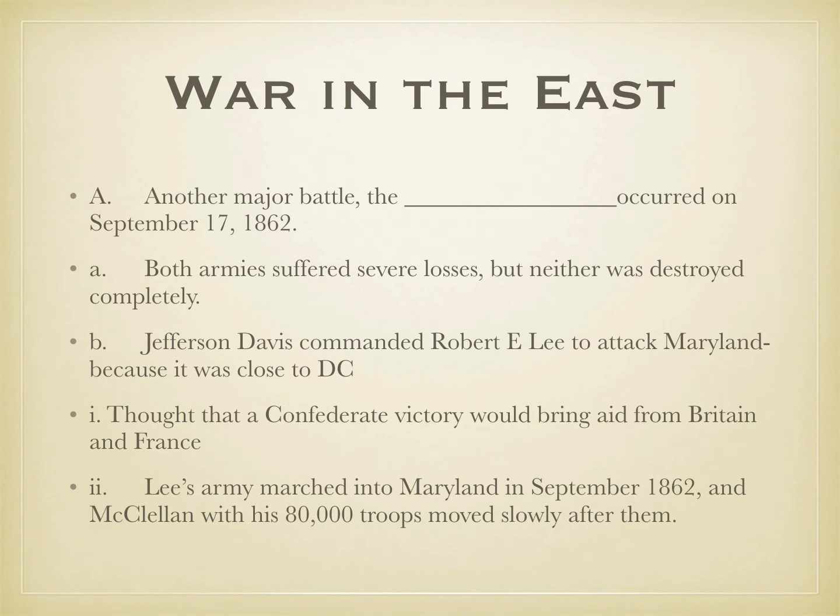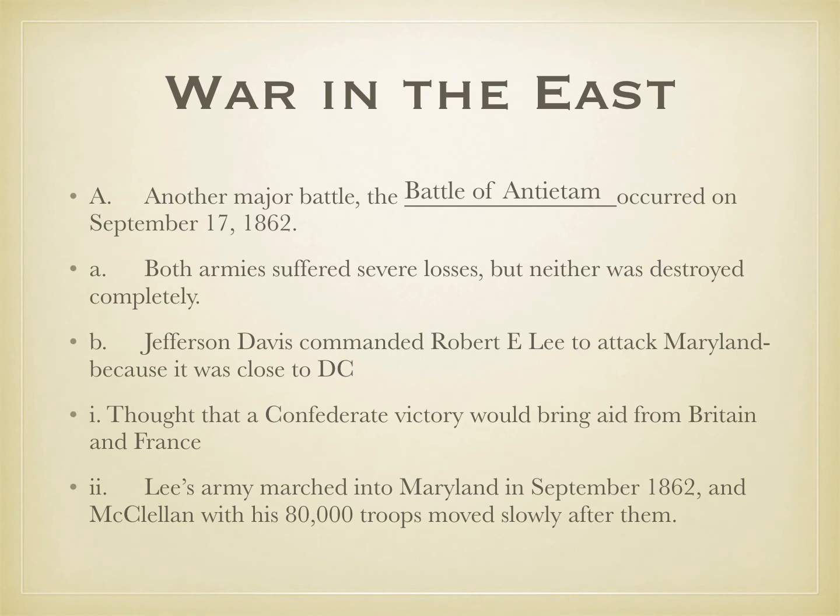So this leads us to the Battle of Antietam, which happens in September of 1862. Now, Antietam is actually in Maryland. That is a Union state, and this is what happens because Jefferson Davis and Robert E. Lee are feeling very sure of themselves because they were on a roll. They hadn't lost too many battles in the East, and so Jefferson Davis commands Robert E. Lee to attack Maryland because it's close to D.C., it's in Union territory, and they're thinking if we can beat the Union Army on Union soil, then maybe Great Britain and France would support the Confederacy.